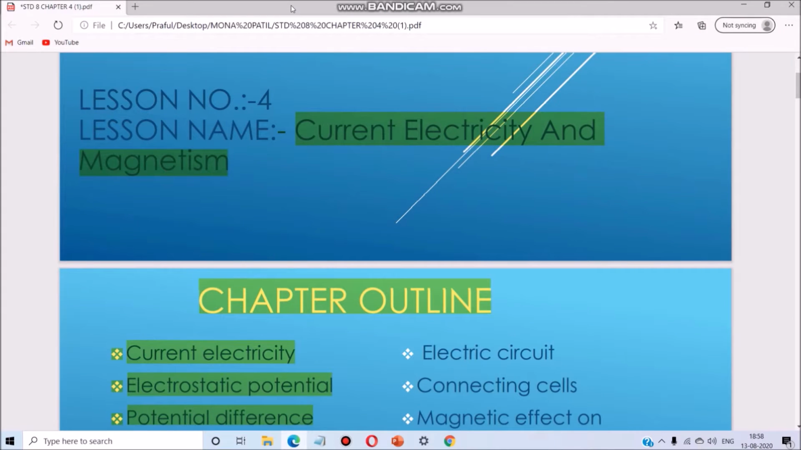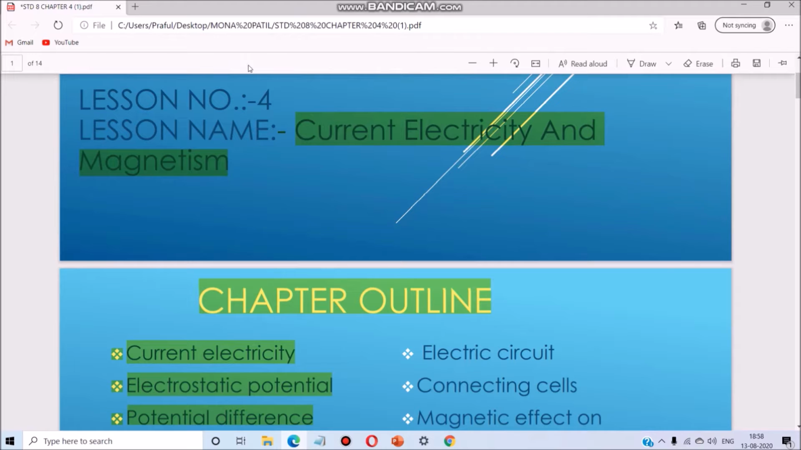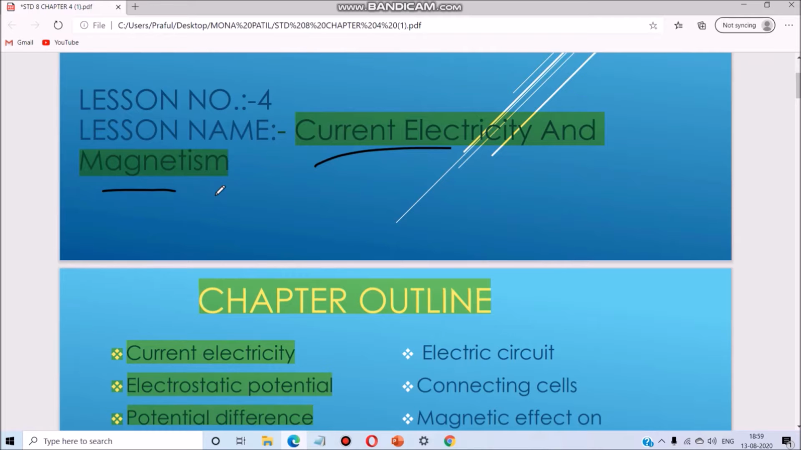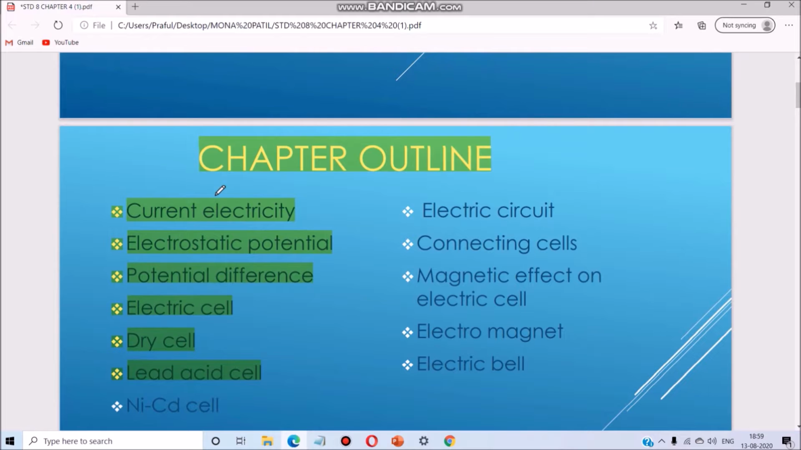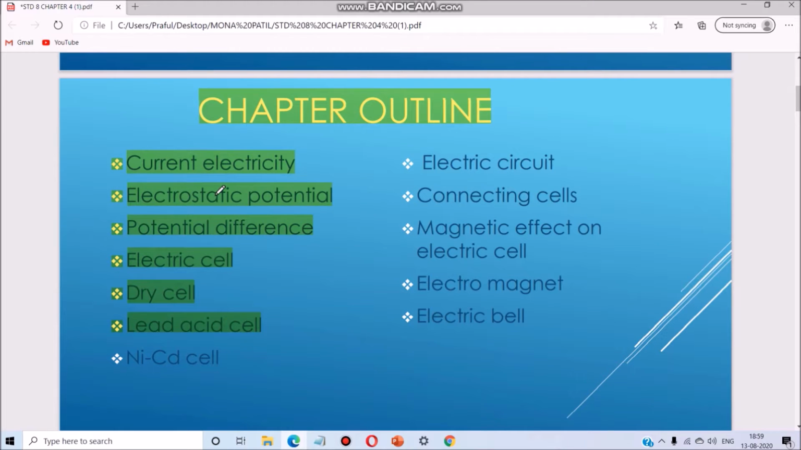Everyone, today we are going to study Standard 8 General Science, lesson number 4, that is current electricity and magnetism. Before going to study the lesson, we will recall what we studied last time. To understand this lesson we must understand the atom.